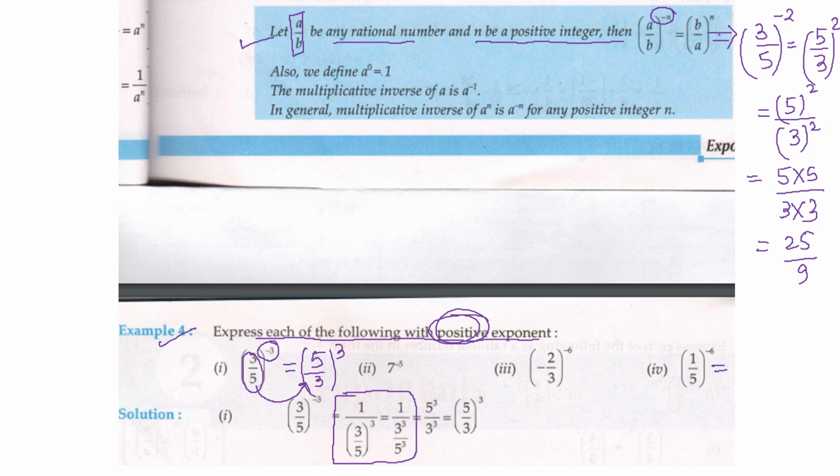Similarly, look here, 1 by 5 to the power minus 6. What we will do? We will invert this number. This will be 5 by 1. As you invert it, power will become positive.